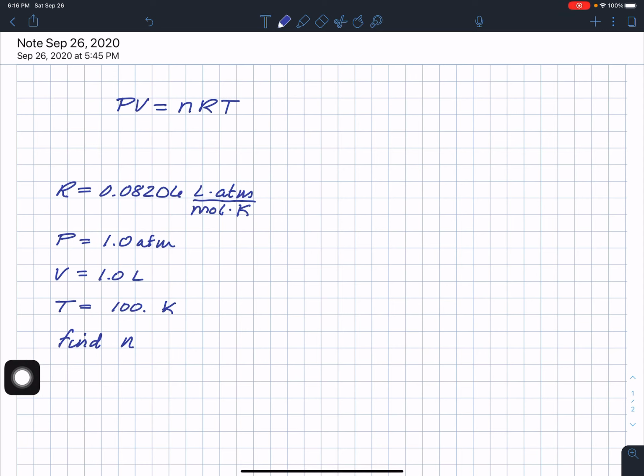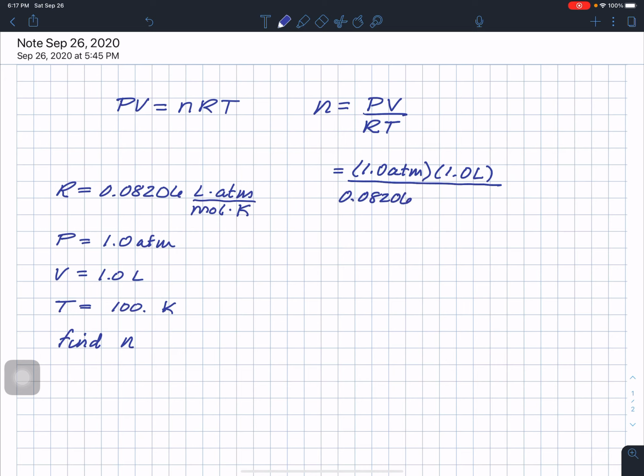what n is. So we can rearrange the ideal gas law and get n equals pressure times volume divided by R times temperature. And then we can plug the numbers in. 1 atmosphere, 1 liter, R down here, 0.08206, and then we have this fraction, liter atmospheres over moles times Kelvin, and then the temperature over here, 100 Kelvin.